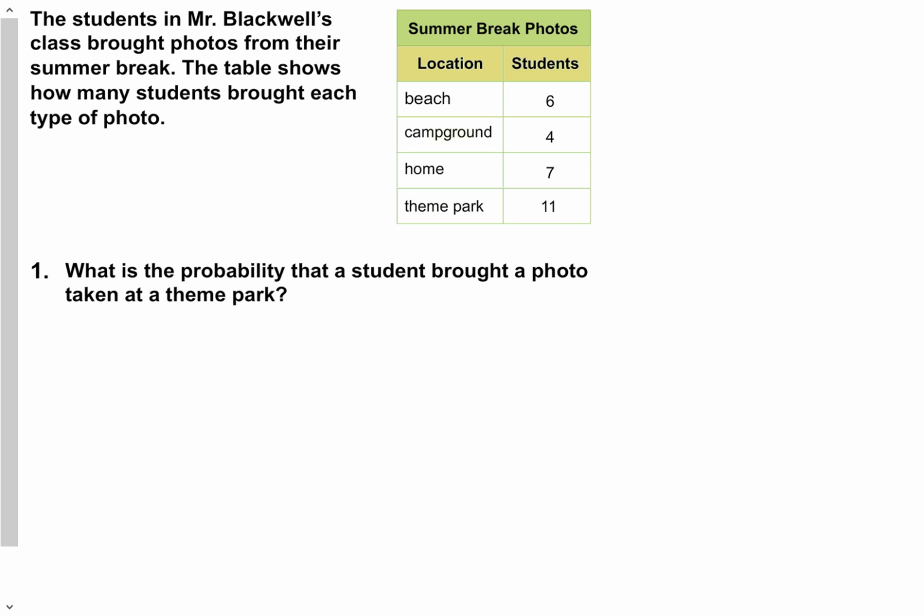Here's example number 1. The students in Mr. Blackwell's class brought photos from their summer break. The table shows how many students brought each type of photo. What is the probability that a student brought a photo taken at a theme park?